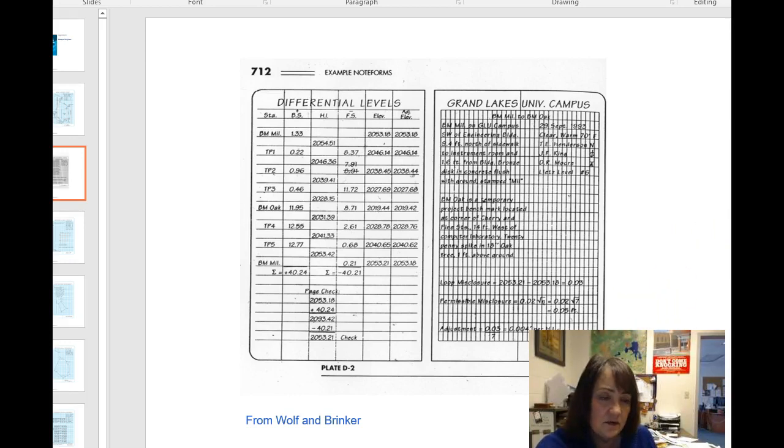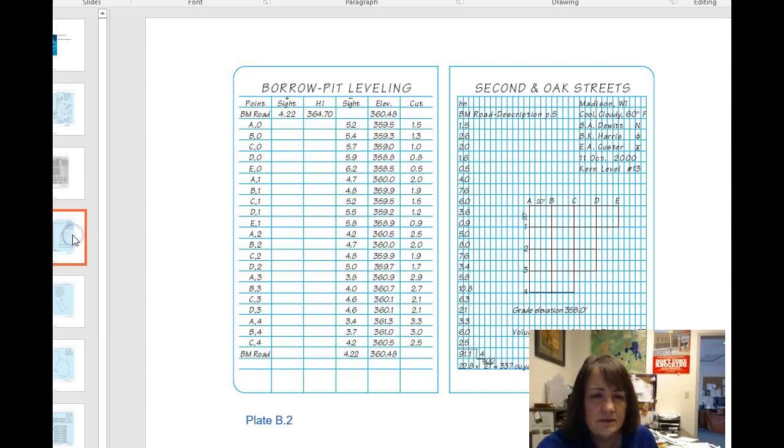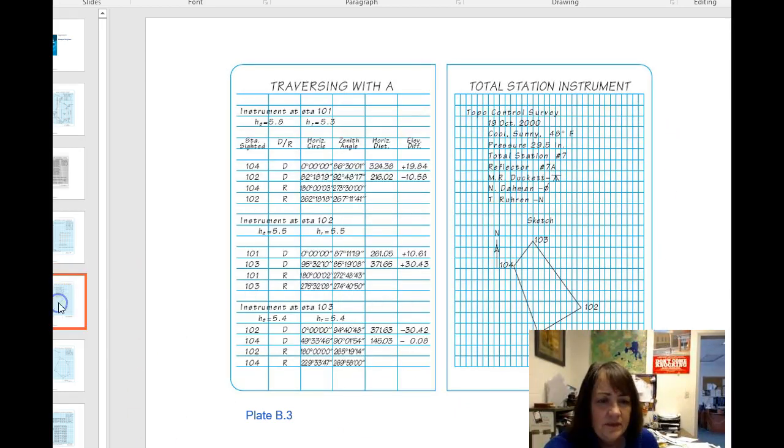And then down here in the lower right, the notes are signed by the note taker, and that would be Henderson. Okay. Another Borough Pit leveling at 2nd and Oak Street. You can see some of the similarities and differences. In other words, once again, we put the numeric data over here, we put pictures over here. So this particular slide has several different types of notes.